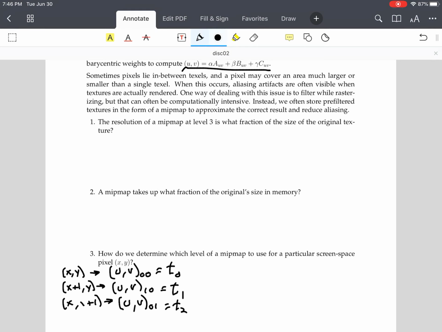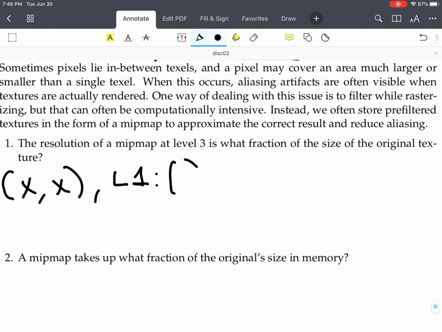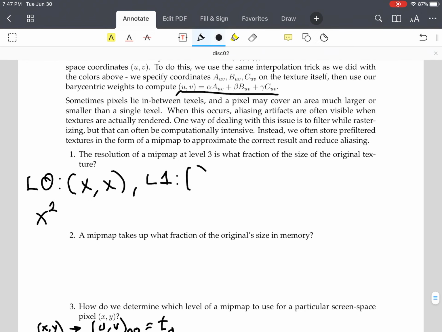The base level of a MIP map is level 0. This is going to be, let's say, x by x dimensions, right? And if we do the math, the total size of this is going to be x squared. Straightforward enough. Now the next level, level 1, is going to be half in each dimension. So it's going to be x over 2 by x over 2. And if we square that, we're going to get x squared over 4.